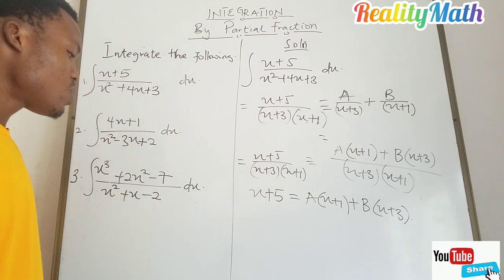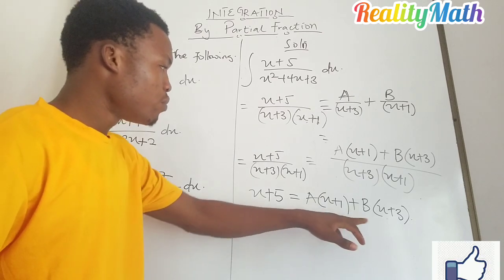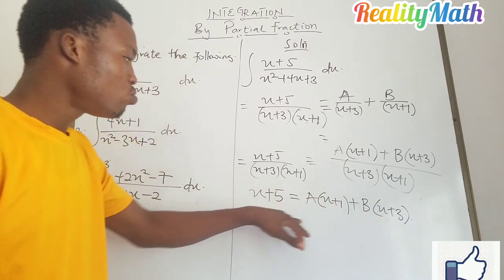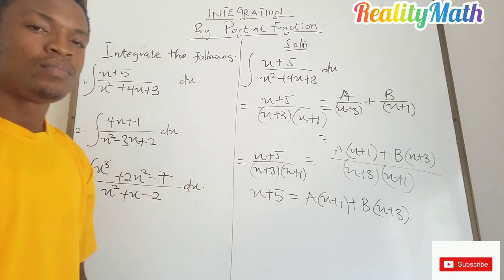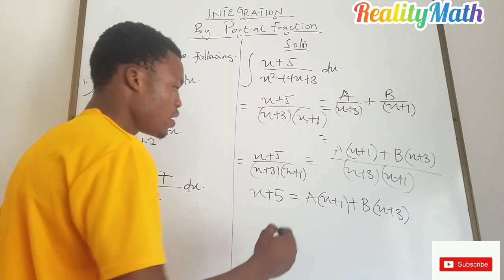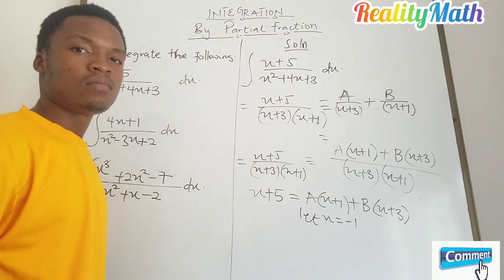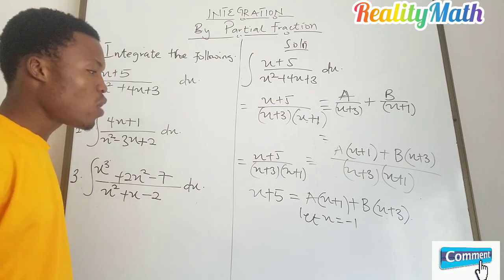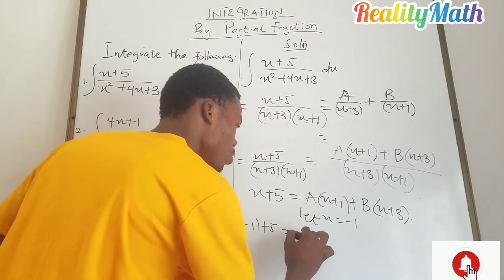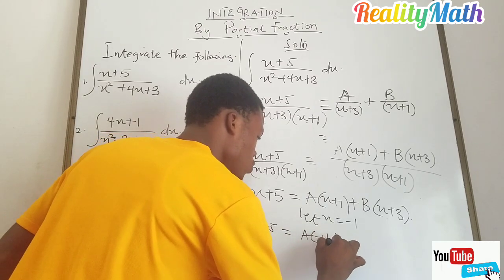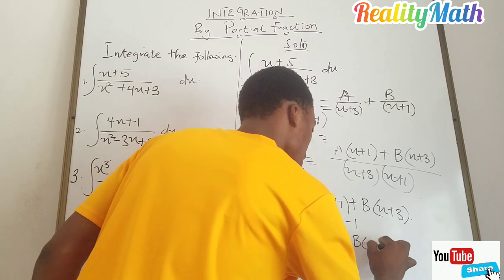Now, what is the concept, or what is the idea? We know that we can give a value to x that will zero out one term and then later zero out the other. So let's think of giving x the value minus 1. Now if x is minus 1, we have minus 1 plus 5 giving me A into bracket minus 1 plus 1, plus B into bracket minus 1 plus 3.